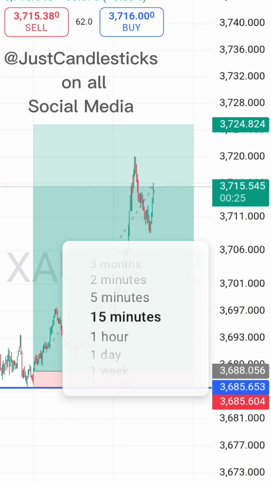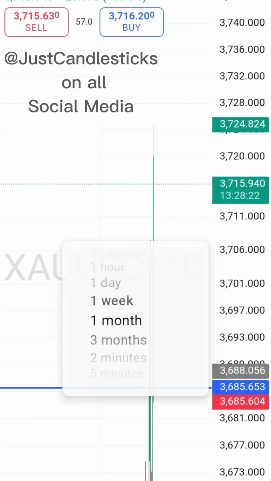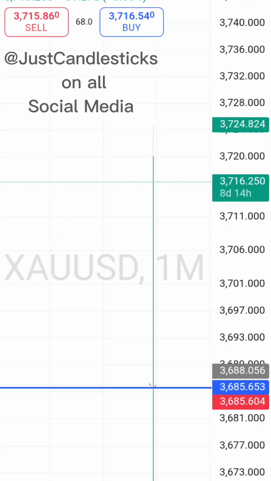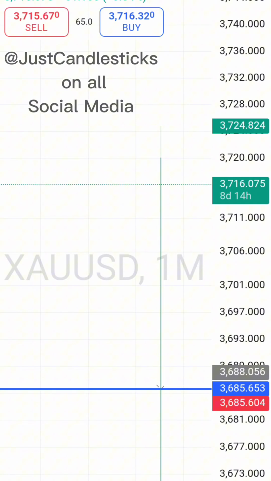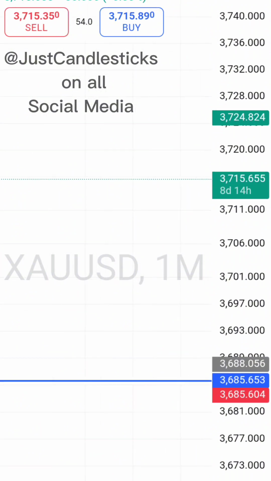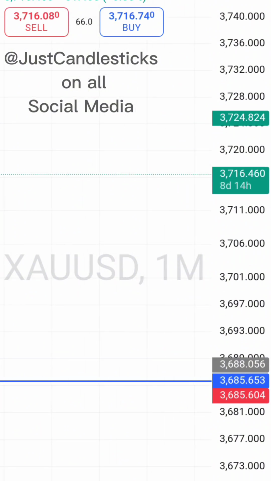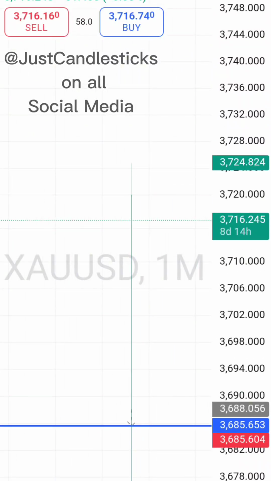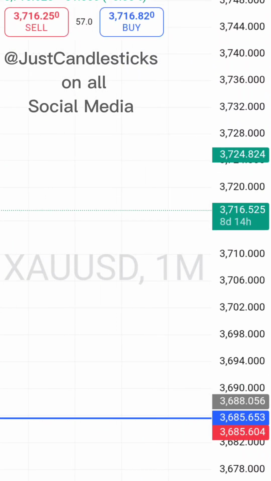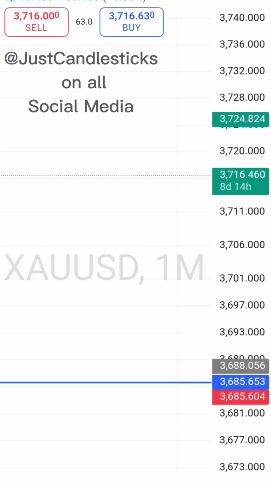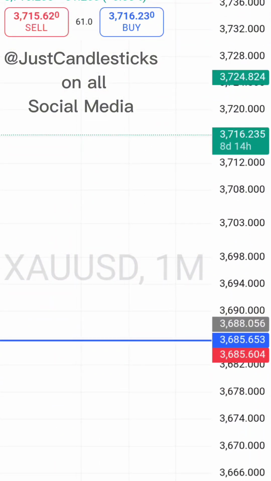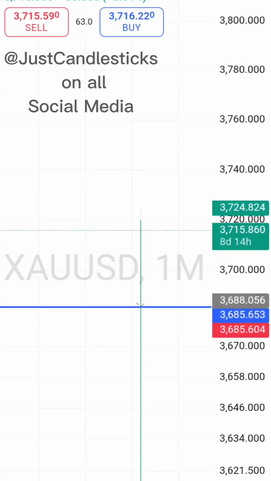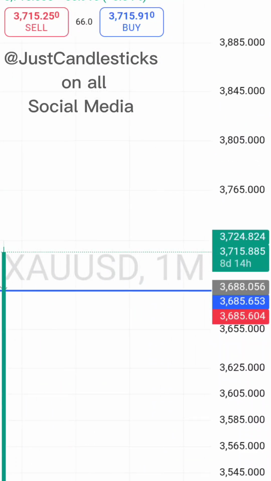Now we're going to monthly. I'll go to monthly first. Okay, so this is our 1 month. So let's check our 1 month chart and see what we're looking for. Right now we are using TradingView. So we zoom to see where we are.